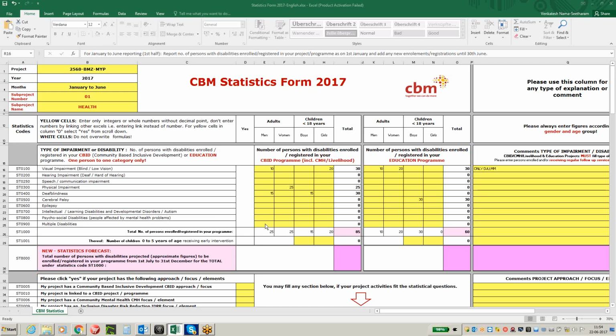Yes, good question, Kirsten. That's the reason we have given a row for multiple disabilities here. It clearly says multiple disabilities means more than one disability. If they see more than one disability for a person, then it goes under multiple disabilities. There might be a situation where all the people in a project have more than one disability, so they will put everyone under multiple disabilities. And if they want to give some notes, they can just put their notes in the comments.